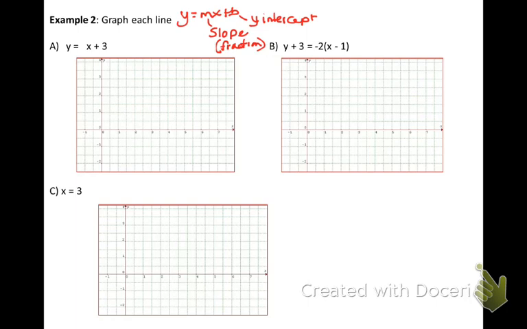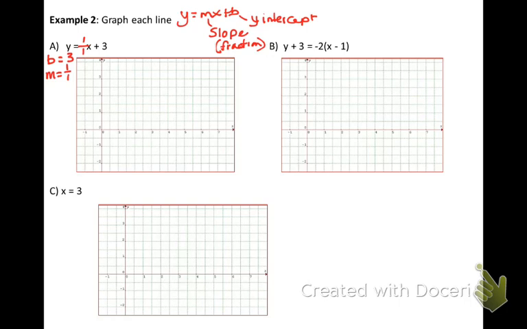So we look at the number in front of the x. That number is 1, but I want to make it 1 over 1. So I'm going to say m equals 1 over 1, and b equals 3. And you want to put it in this order. You want b on top and then m.